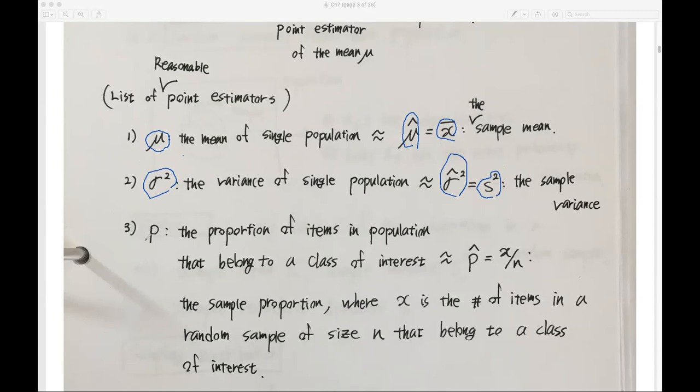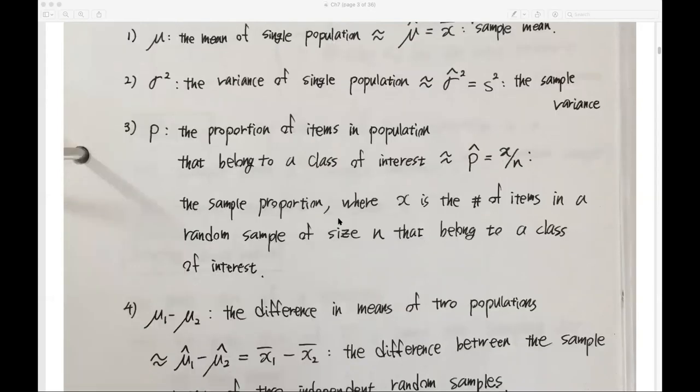Now p, the letter p, represents the proportion of items in a population that belong to a class of interest. For example, in a grocery market, we want to figure out the proportion of apples. So the proportion of apples in the grocery market is one example. P hat n is the point estimator of the proportion in the population, where n is the total number of items in the grocery market and x is the number of apples, or number of the fruits. Now, let's see.